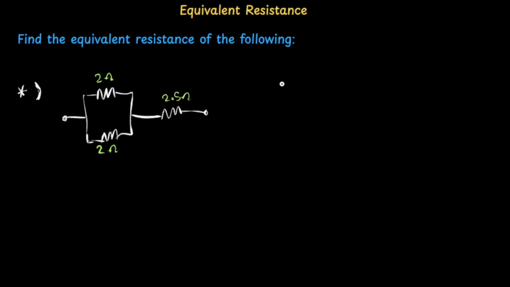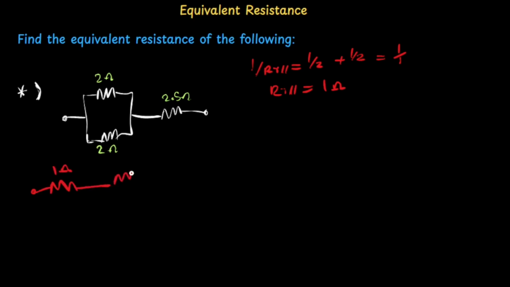Let's go ahead and do that together. 1 over RT parallel is equal to 1 over 2 plus 1 over 2, which is equal to 1 over 1. RT parallel will therefore be equal to 1 ohm. So I could simply redraw this connection as a resistor of 1 ohm in series with a resistor of 2.5 ohms. And now I simply have a series connection for me to find the equivalent resistance of.